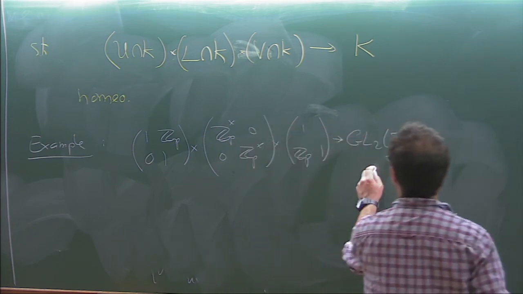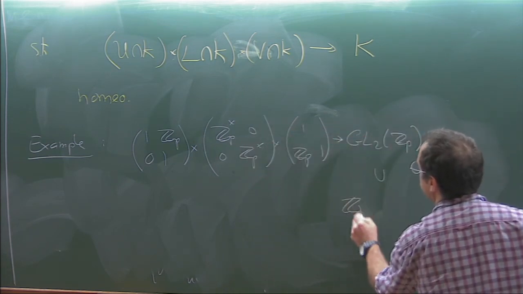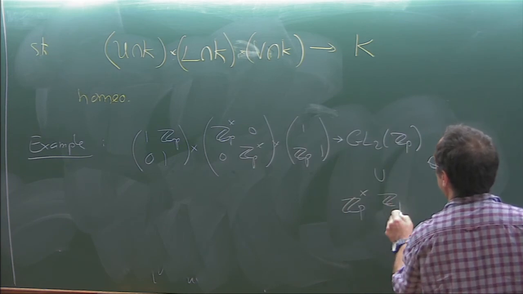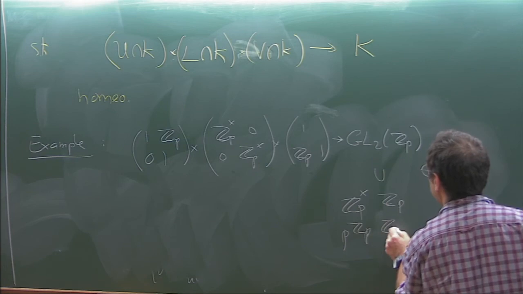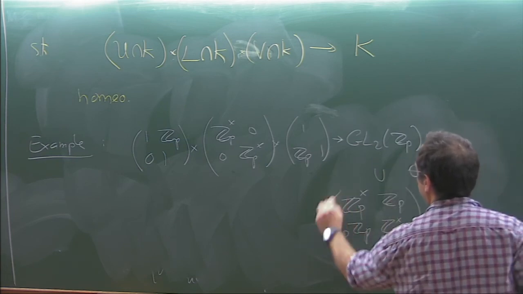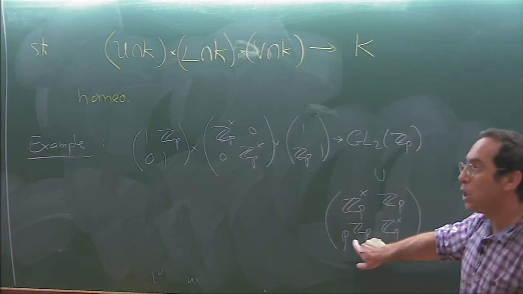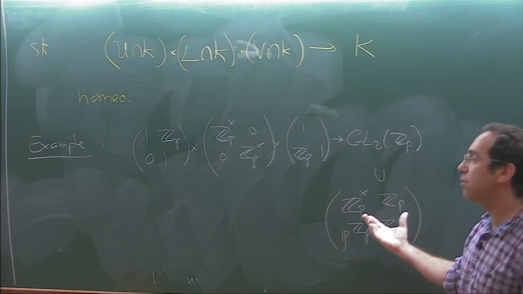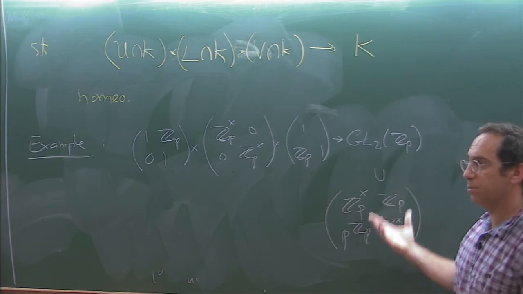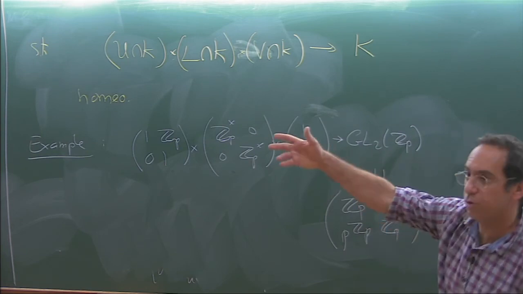If you restrict attention to the invertible groups that look like this subgroup, so these are invertible matrices, but we know that the lower left corner here is divisible by p. This is the Iwahori subgroup of GL2(Z_p). That's the source of the name.